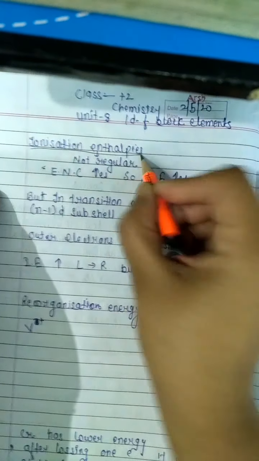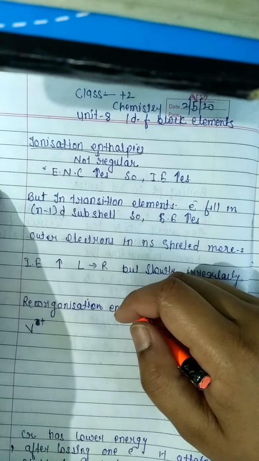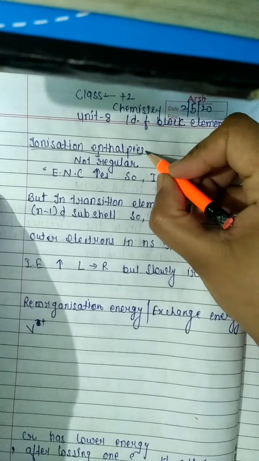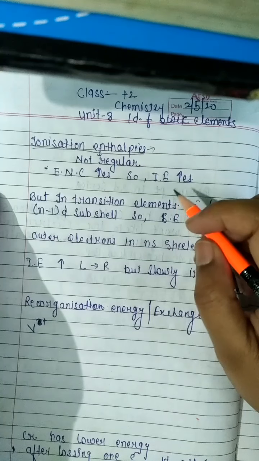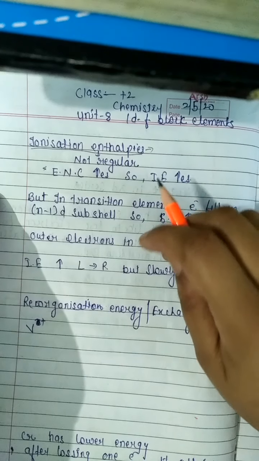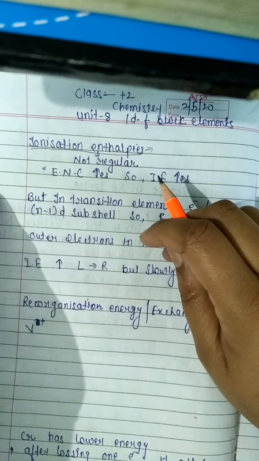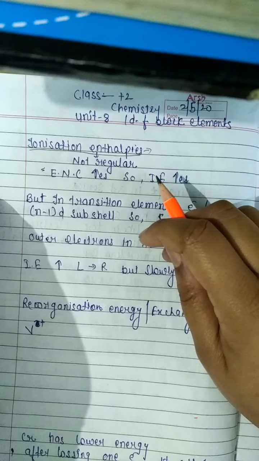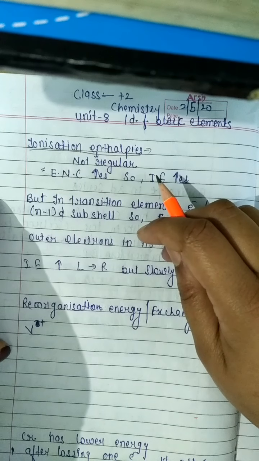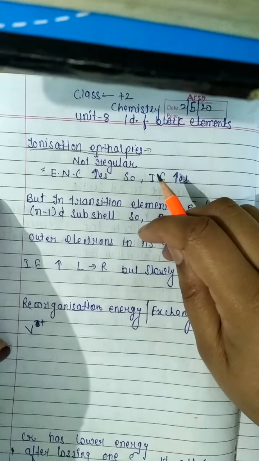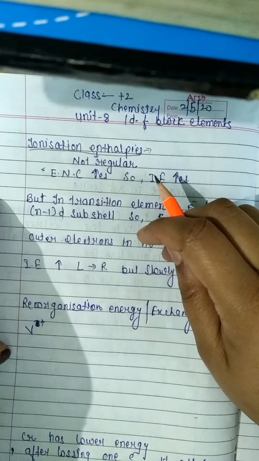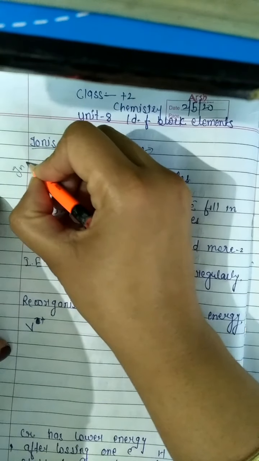Firstly, what is the ionization enthalpy? Ionization enthalpy is the energy required to remove an electron from the outermost shell in an isolated gaseous state. That is called ionization enthalpy. Now we will discuss the ionization enthalpy in a group and in a period. Firstly, we are talking about the period.